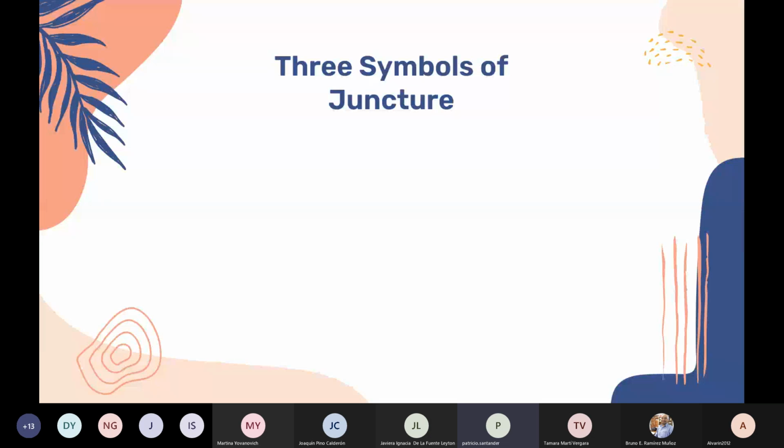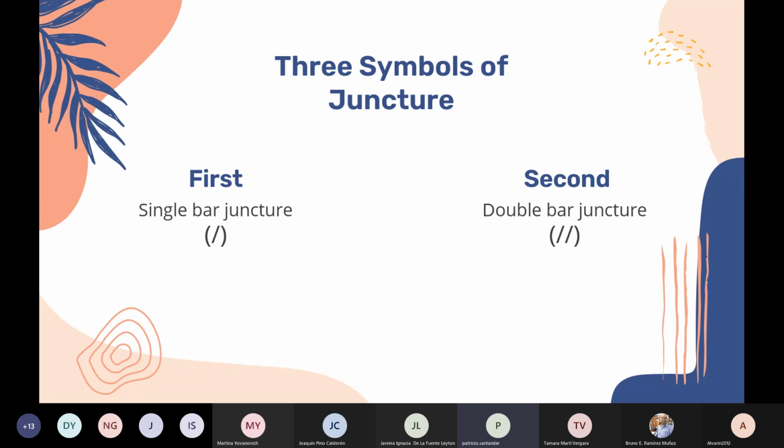Hi, I'm Patricio. In juncture, we can find 3 symbols. The first one is the single bar juncture, which is represented with a slash. The second one is the double bar juncture, which is represented with a double slash. And the third one is the double cross juncture, which is represented with an octothorpe symbol, commonly known as hashtag.